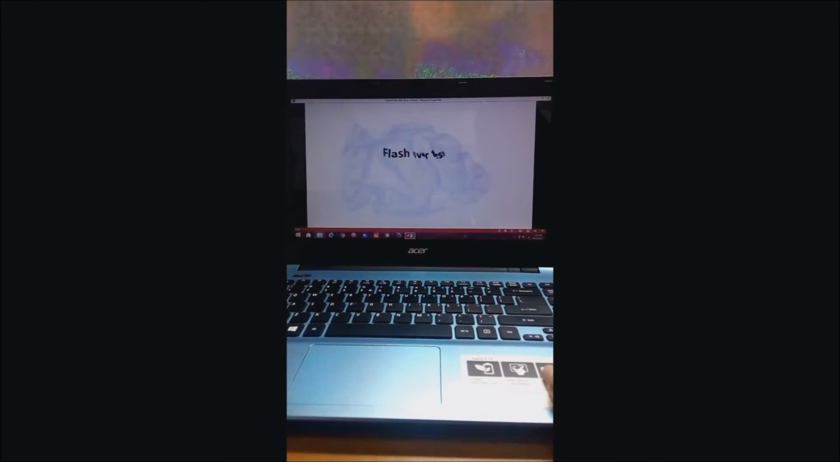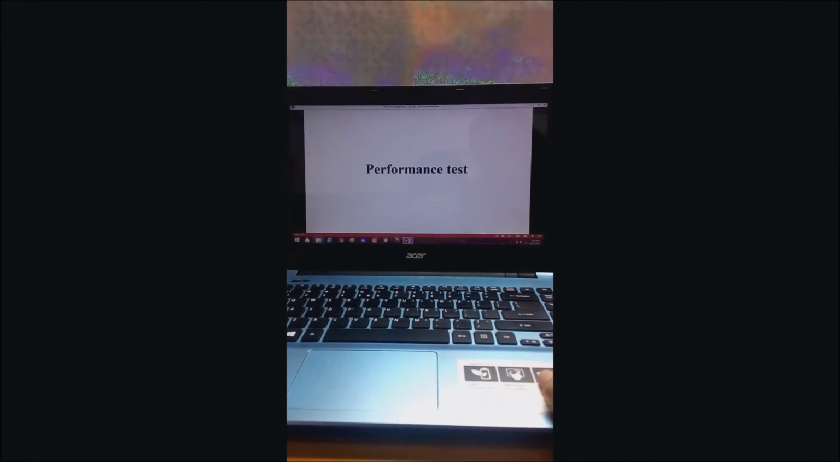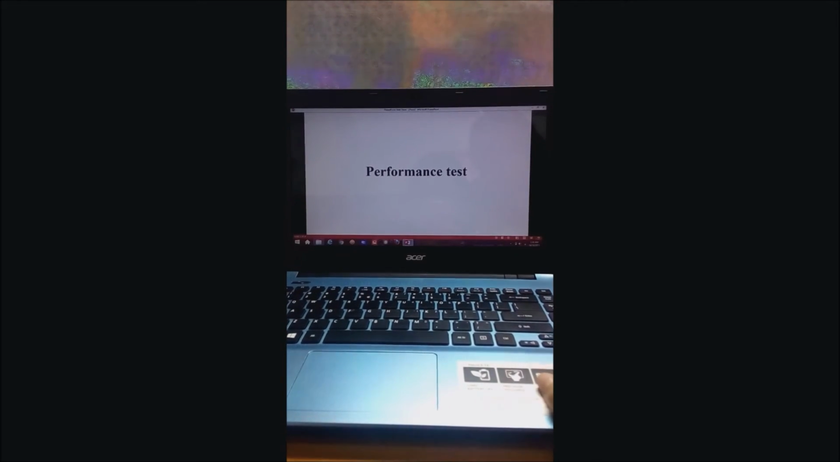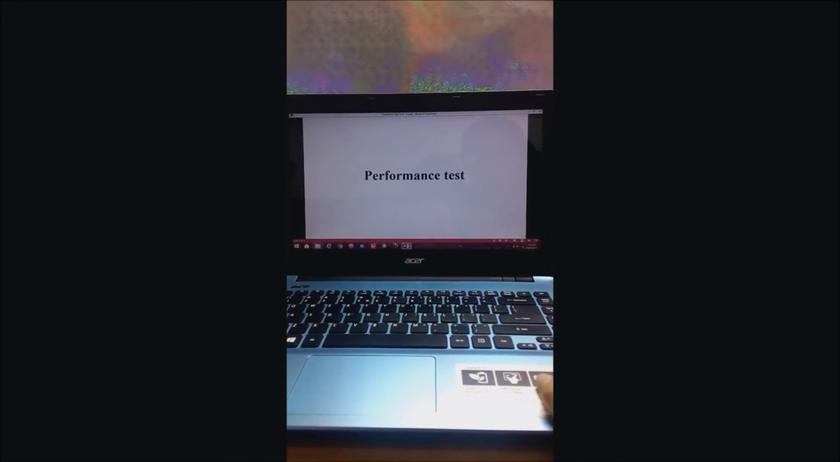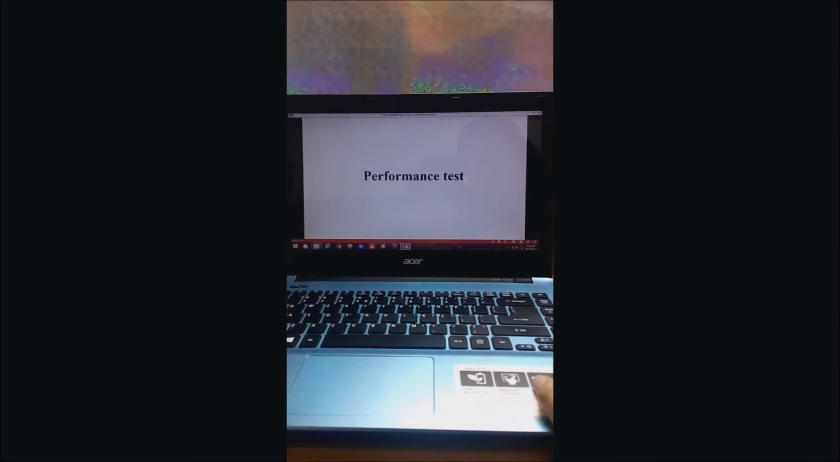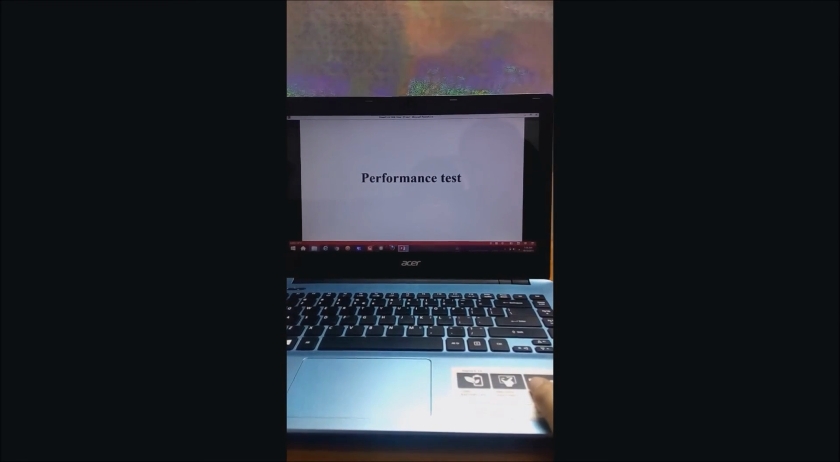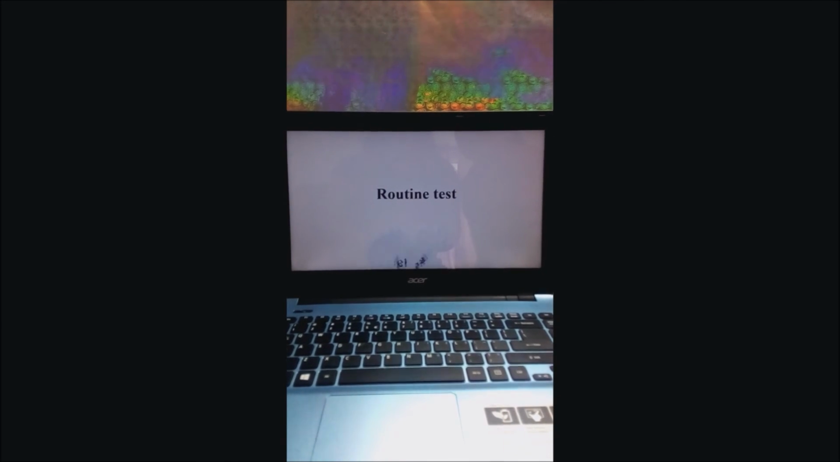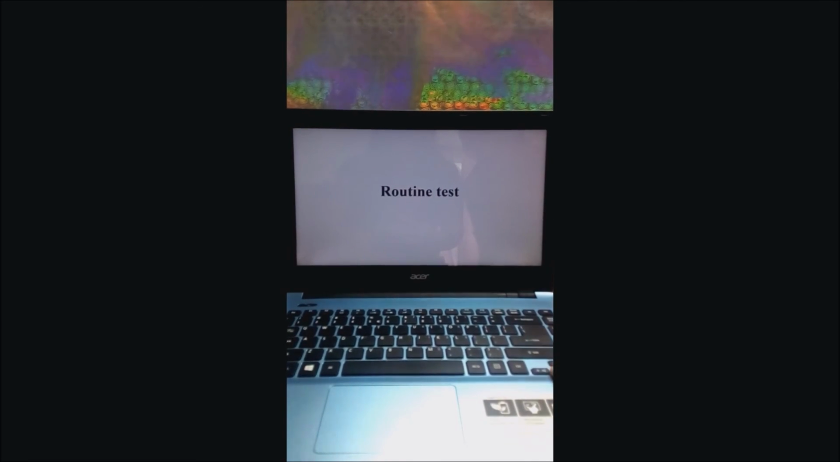Okay, next is the performance test. There are mainly four types of performance tests: the temperature cycle test of the insulator, the puncture voltage test of the insulator, the porosity test of the insulator, and the mechanical strength test of the insulator. And lastly is the routine test.